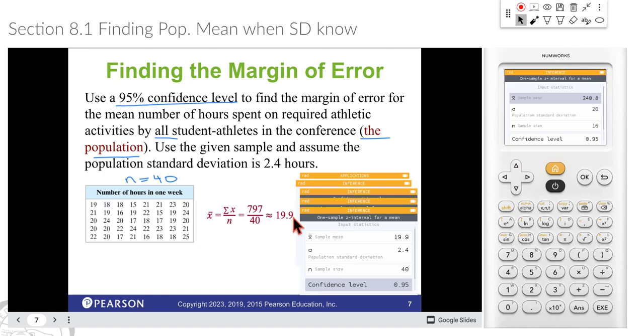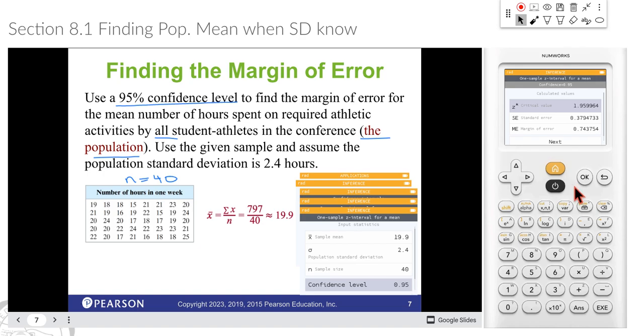What do we put in? The sample mean is 19.9. The standard deviation of the population was given to us as 2.4. I always ask, how do they know that? Well, we just assume that they somehow know that. A lot of times that is from a previous study. The sample size was 40. We've got 40 pieces of data here, so we put that in. That's important. And the confidence level that we want is 0.95. We enter all that and click OK.